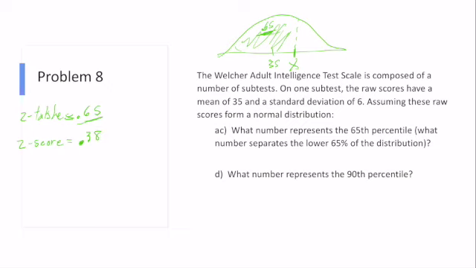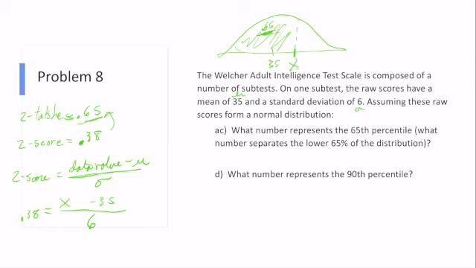Now we're going to work backwards. We have this formula that our z-score equals our data value minus our mean over our standard deviation. Well, I know my z-score, right? That's going to be 0.38, which relates to an area of 0.65. I know my mean. I know my standard deviation. I don't know my data value, so we're going to represent that with an x and work backwards, okay?